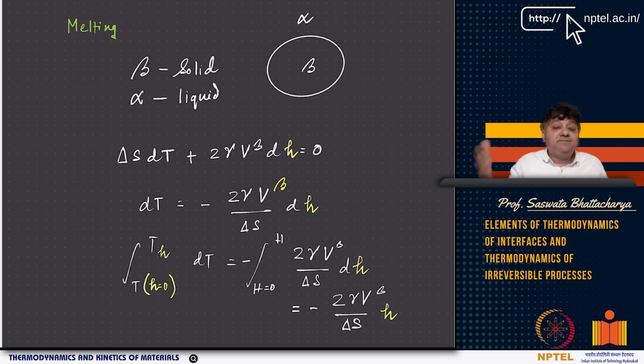Now you are looking at melting temperature. If you use the same argument, you basically see delta S dT plus 2 gamma V beta dH, which is equal to 0, right? 2 gamma V beta dH is the extra term that you have. And you have dT equals minus 2 gamma V beta by delta S dH, and you are doing an integration.